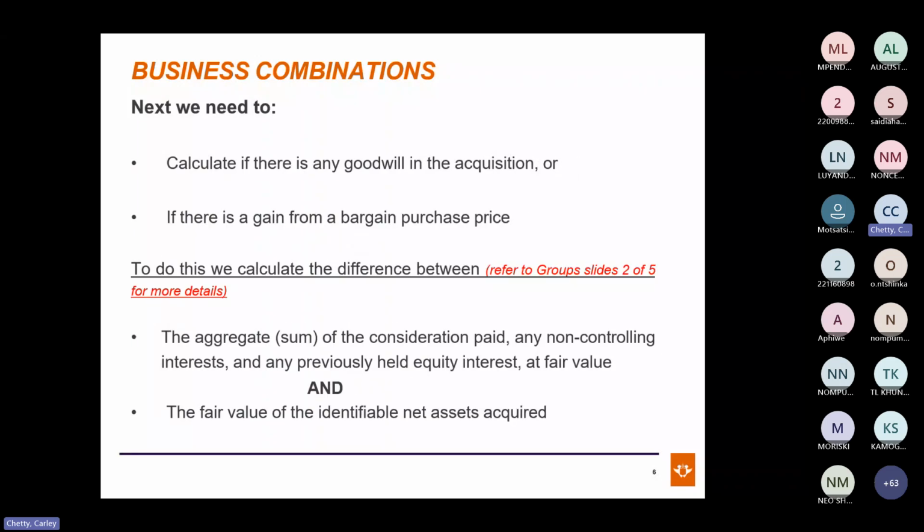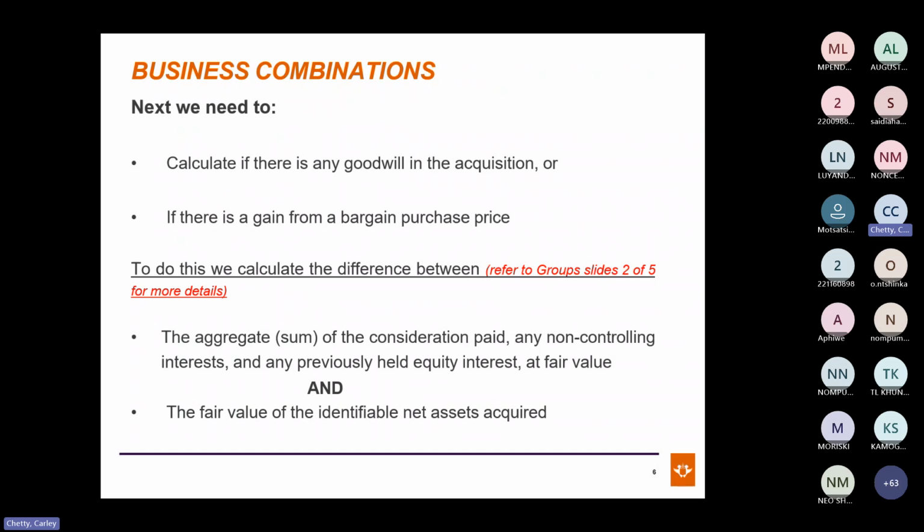Then we need to calculate if there's any goodwill in the acquisition. We'll know how much was paid for the shares, and then we'll compare that to what was acquired. So we need to calculate, is there going to be goodwill in the acquisition, or is there going to be a gain from bargain purchase? To do this, we calculate the difference between the sum of the consideration paid, any non-controlling interest, and any previously held equity interest at fair value, and the fair value of the identifiable net assets acquired.